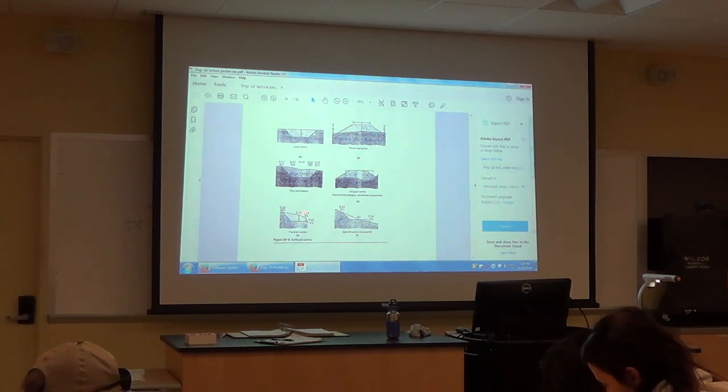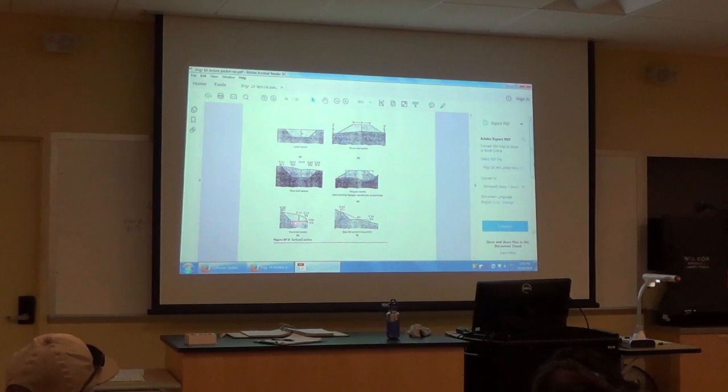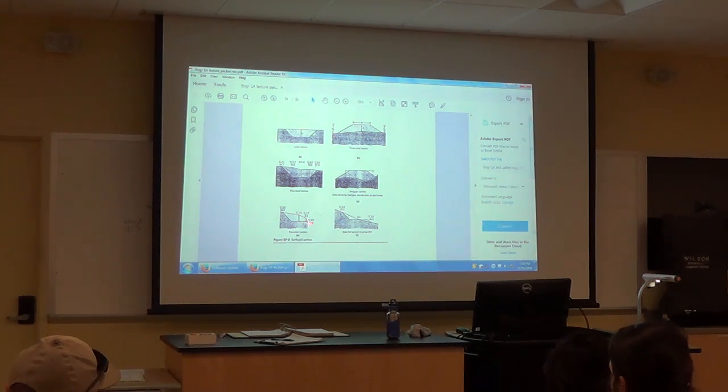Okay, how about this one? Cut or fill? Where's the road? On the bottom. That's where the road is. So if that's the road, what does this represent? Existing ground surface. Cut or fill? Just this one. Cut.